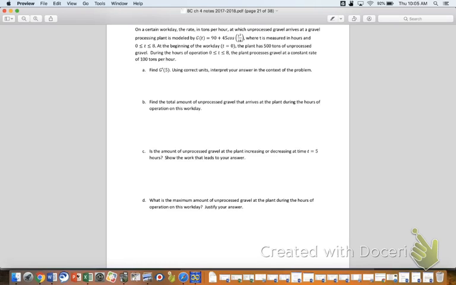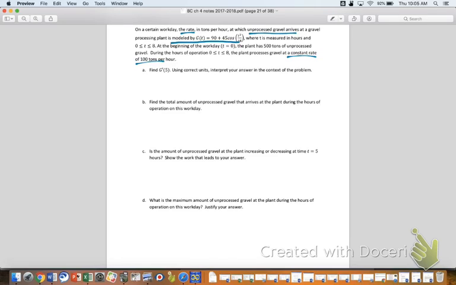So once you've read it over for meaning, just read it like a story. Then you want to start digging a little bit deeper and start to try to answer the questions. You've got some key rates. The rate at which the unprocessed gravel arrives is modeled by G of t. I think I'd try to bring that out. The plant processes gravel at a constant rate of 100 tons per hour. I think that's another important rate. This is calculator active. So when you get to A and it says find G prime of 5, I would certainly use the calculator. I'd certainly make sure that I was in radian mode. So please do calculate G prime of 5.